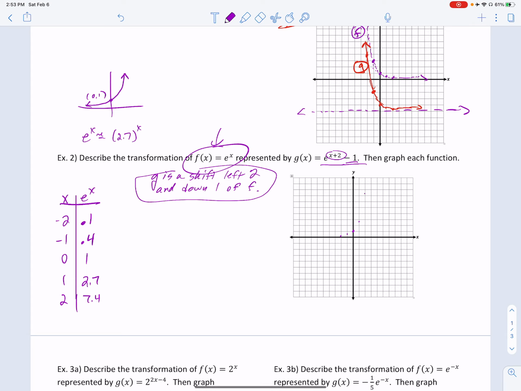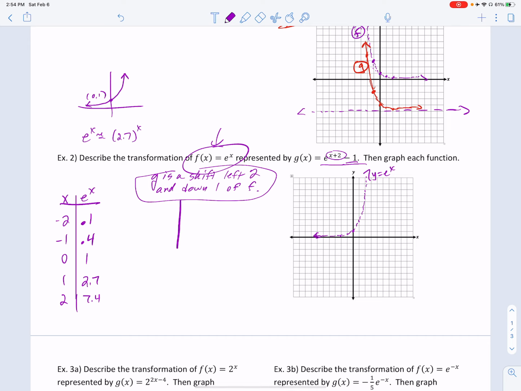7.4. This is going to be the parent function, e to the x, so I'm going to dot it. And it needs to run parallel to the x-axis. So this is y equals e to the x, or label it with f. Now we're going to shift this left 2 and down 1.